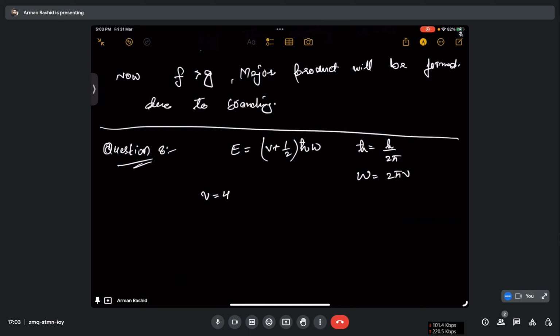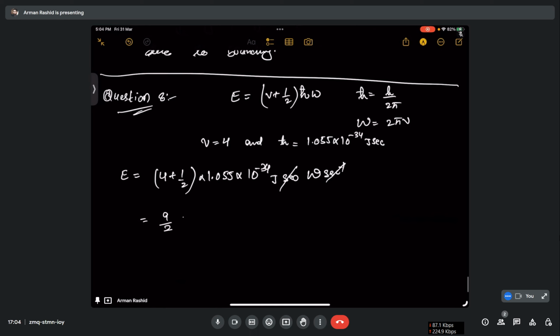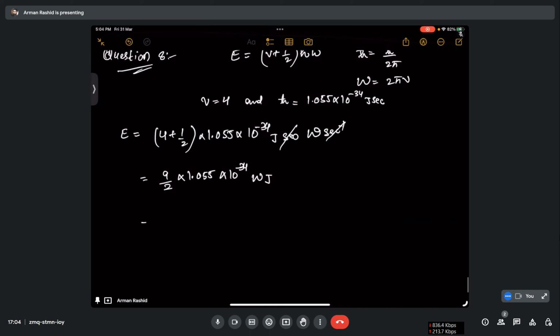Okay, so that we know. Now we have V given as 4 and the value of h hat is 1.055 into 10 to the power minus 34 joule second. So E is 4 plus 1 by 2 multiplied by 1.055 into 10 to the power minus 34 joule second omega per second. Units of the omega is per second. So the second and second will cancel, right? This will become equivalent to 9 by 2 into 1.055 into 10 to the power minus 34 omega joule. That is 9.495 divided by 2 multiplied by 10 to the power minus 34 omega joule.